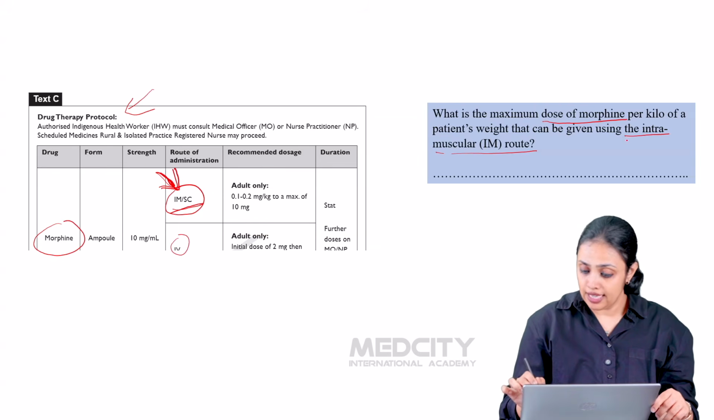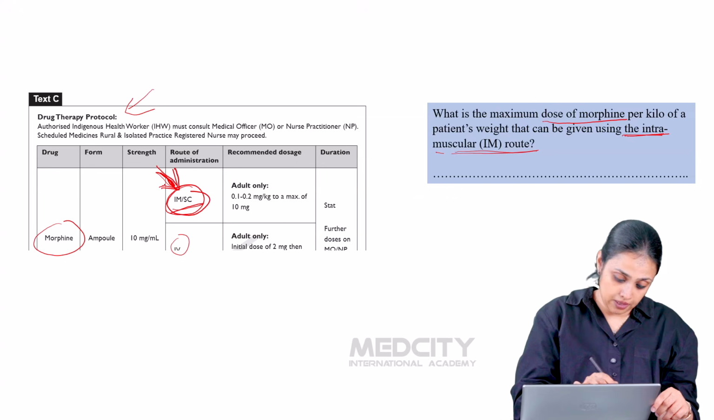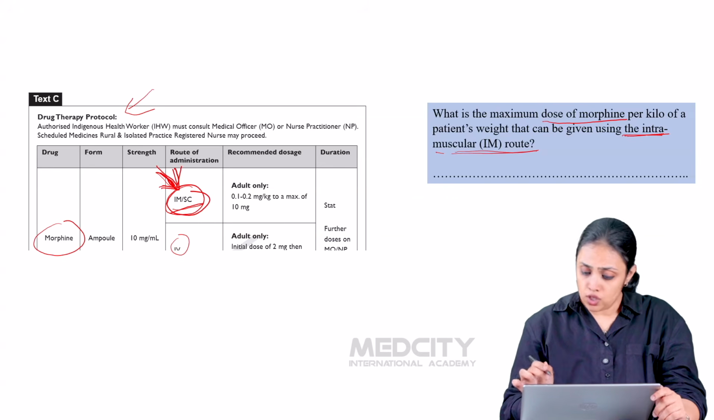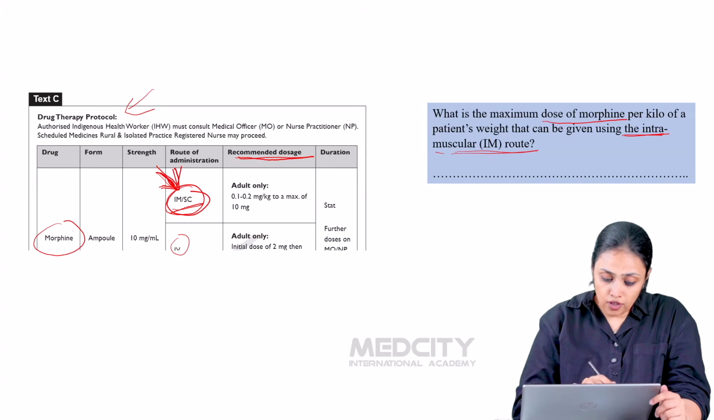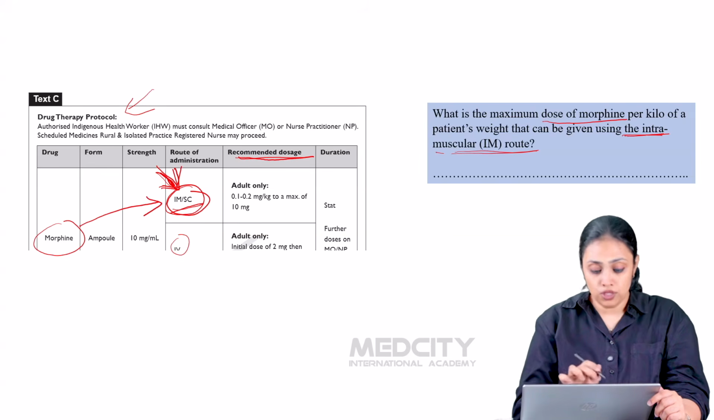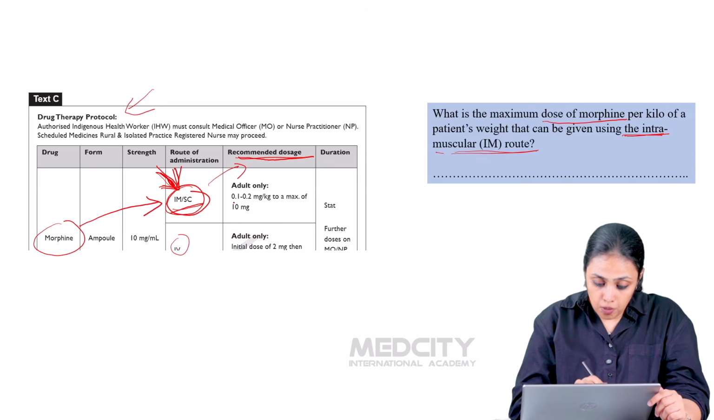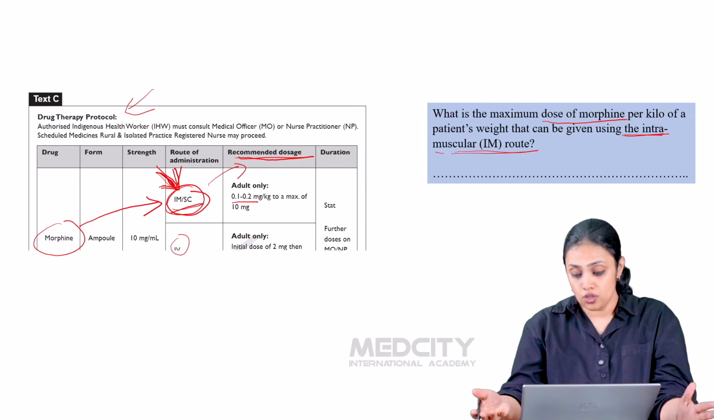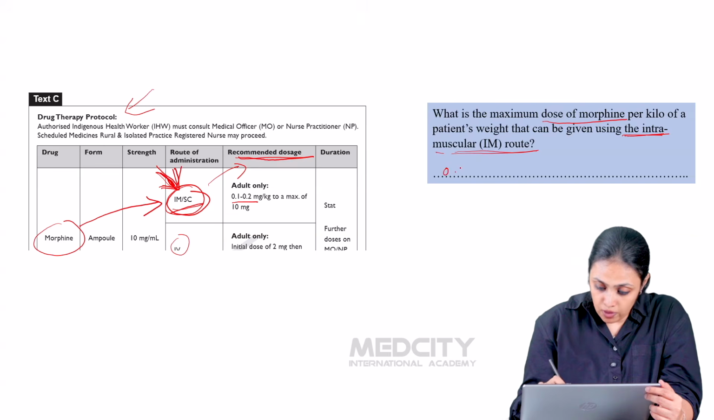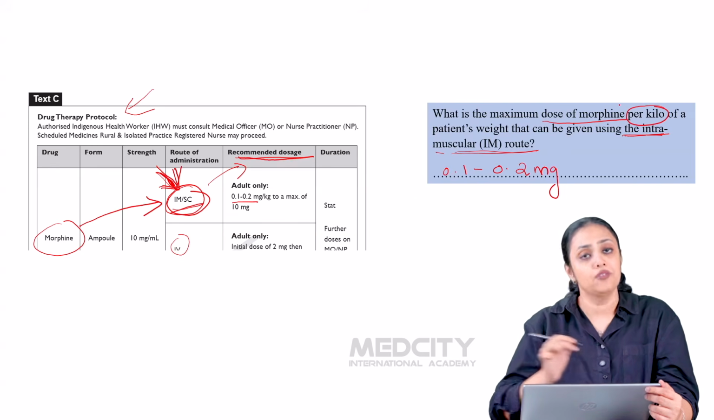Now we understand from the question that we have to focus on intramuscular route, which means that our focus will narrow down to this part, IM. And the question is to identify the dose. In this column you can see the recommended dose. So here for morphine intramuscular route, the recommended dosage is per kilo. The dosage is 0.1 to 0.2 mg per kilogram. Now the majority of students tend to write 0.1 to 0.2 mg. Per kilogram, you don't have to write, because per kilogram is already given there.